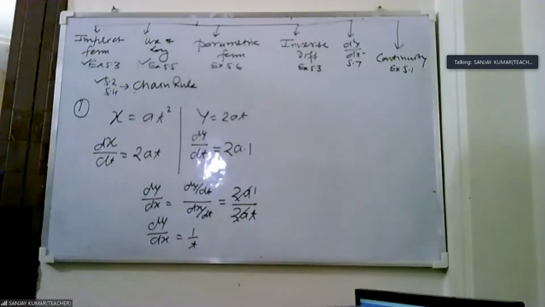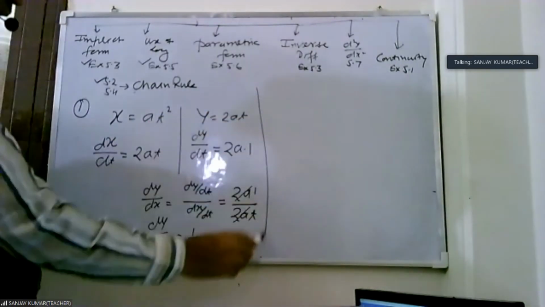So how do you find dy by dx? They give x, they give y. Open the book, exercise 5.6. In every question they give x and y. First you find dx by dt, then you find dy by dt. For dy by dx, you divide both the equations and you get the answer. Take another example.